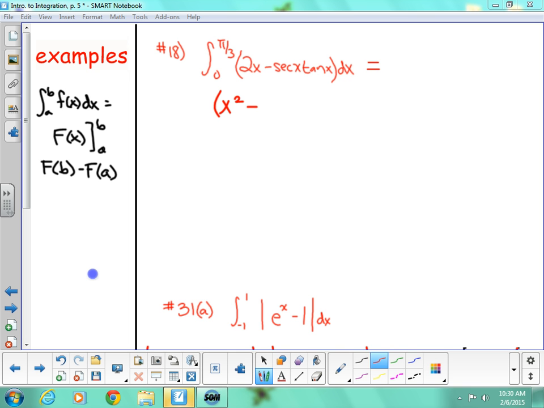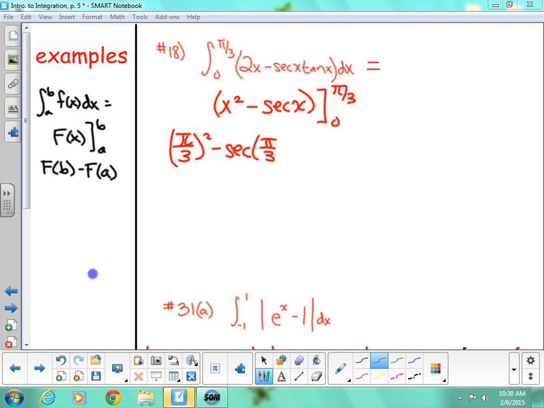Derivative of secant is secant tangent. No, not derivative. Antiderivative. I need to make sure I enunciate for those that might not hear. From 0 to pi over 3. How do I proceed? So you would do F of b minus F of a.